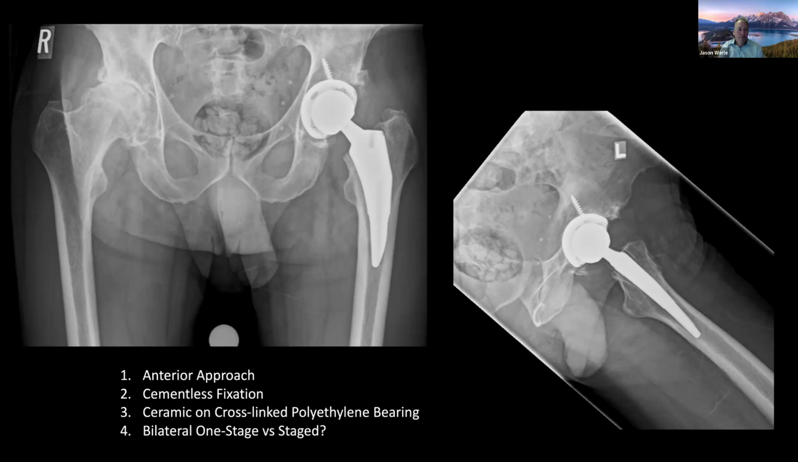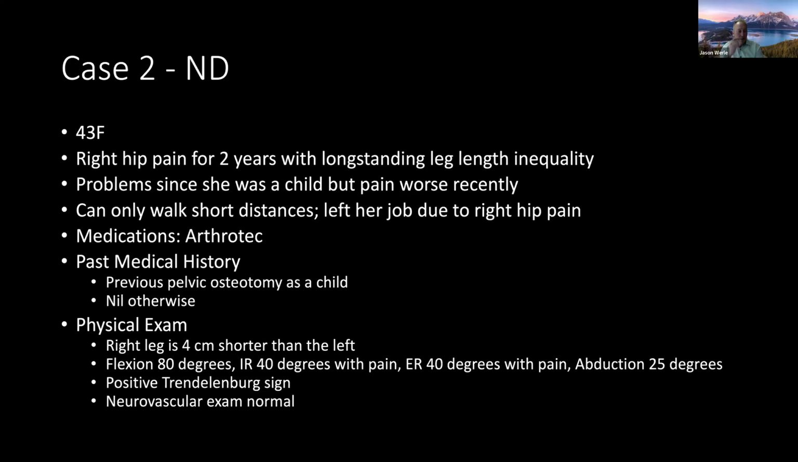Okay. Well, in the interest of time here, we've already talked about these points. So this is the second case, 43-year-old female, right hip pain for 2 years with a long-standing leg length inequality. She had problems as a child, but not much pain until recently. She can only walk short distances. Her hip is affecting her job. She takes Arthrotec. Past history, she did have a pelvic osteotomy as a child, no other treatment.